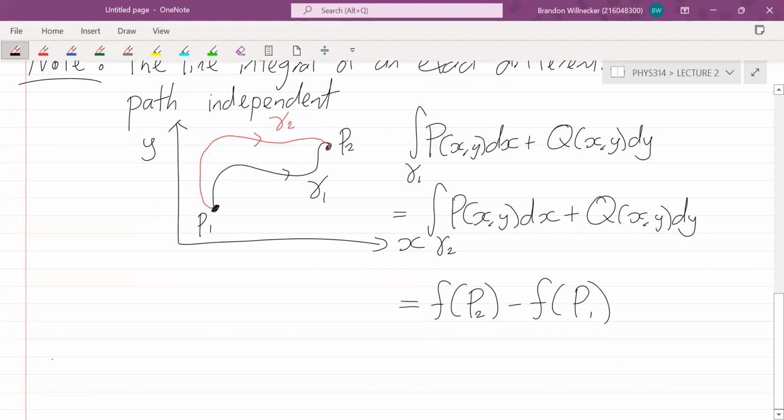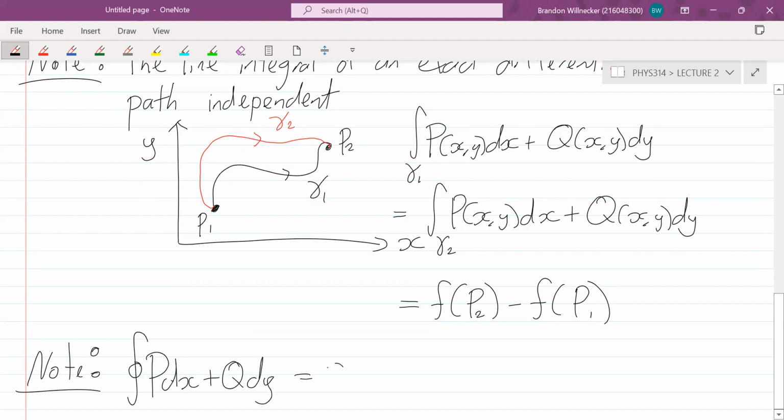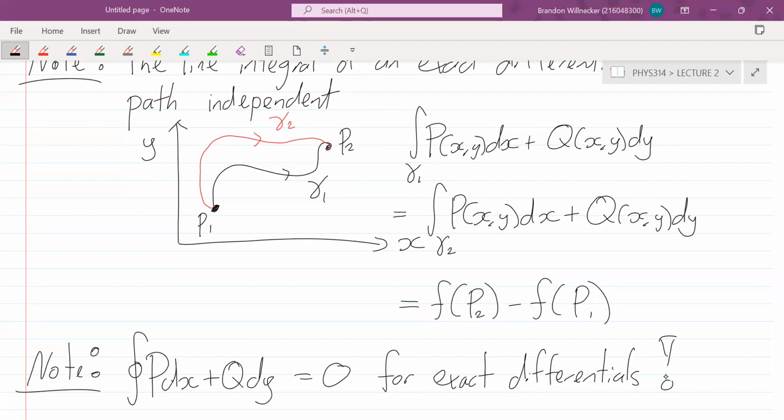Okay, and then another bit here. You can try this out for homework. The closed loop integral of an exact differential, so P dx plus Q dy, is equal to 0 for exact differentials. I'm going to leave that as your homework to try and do.